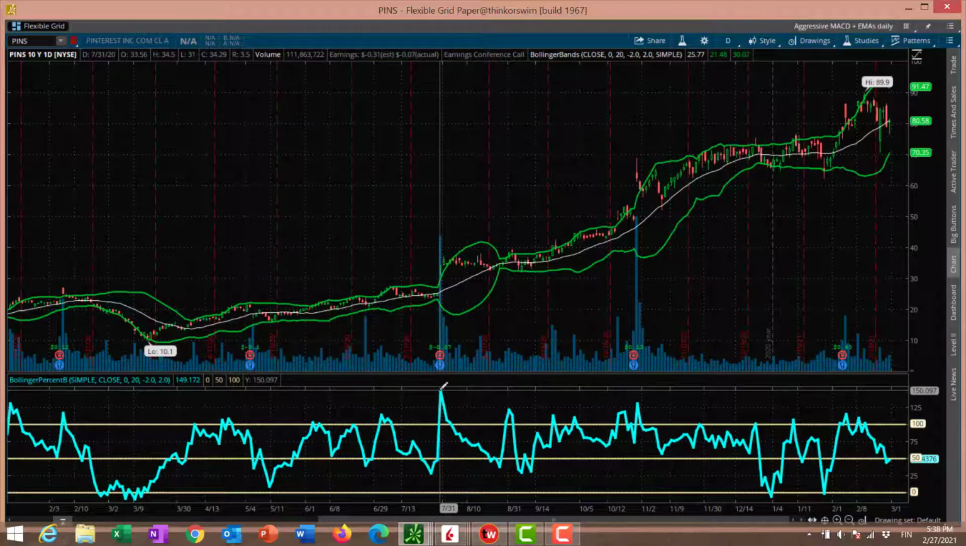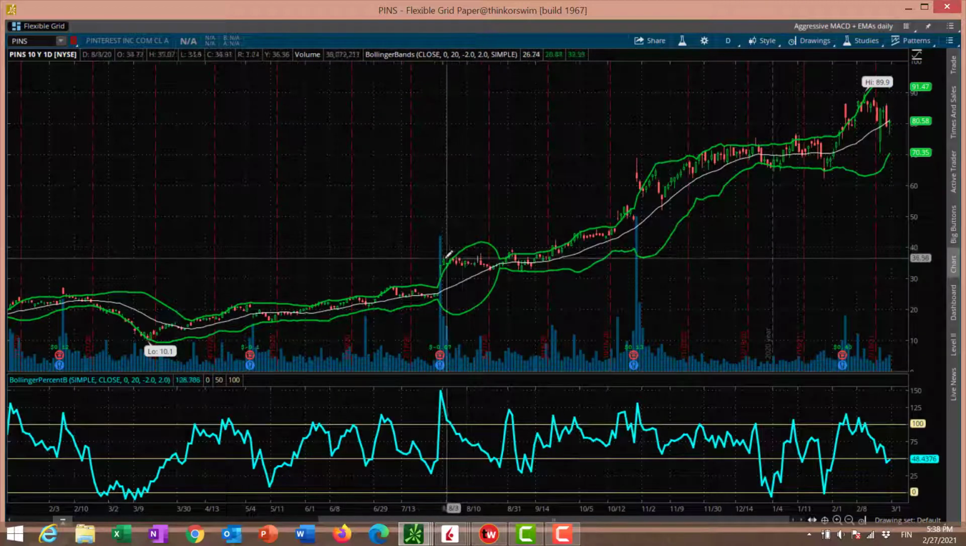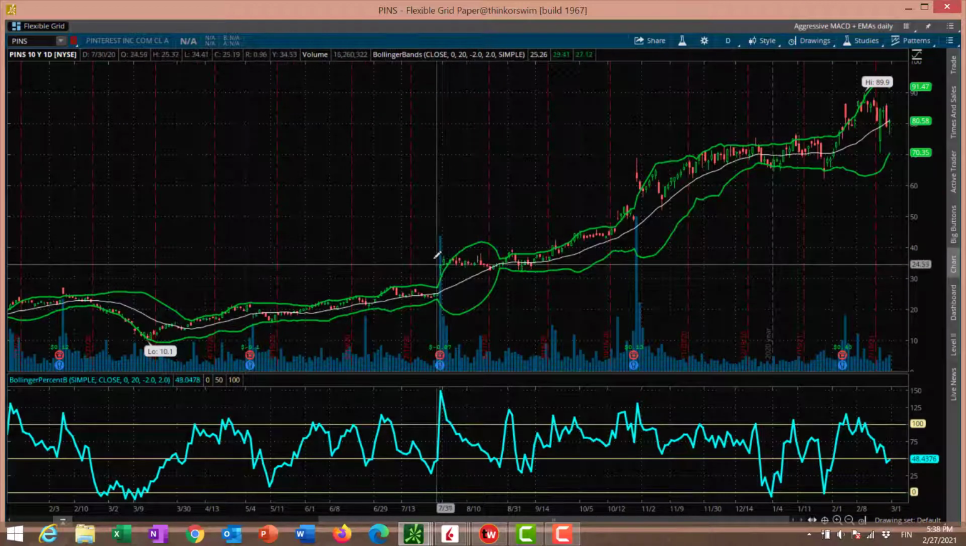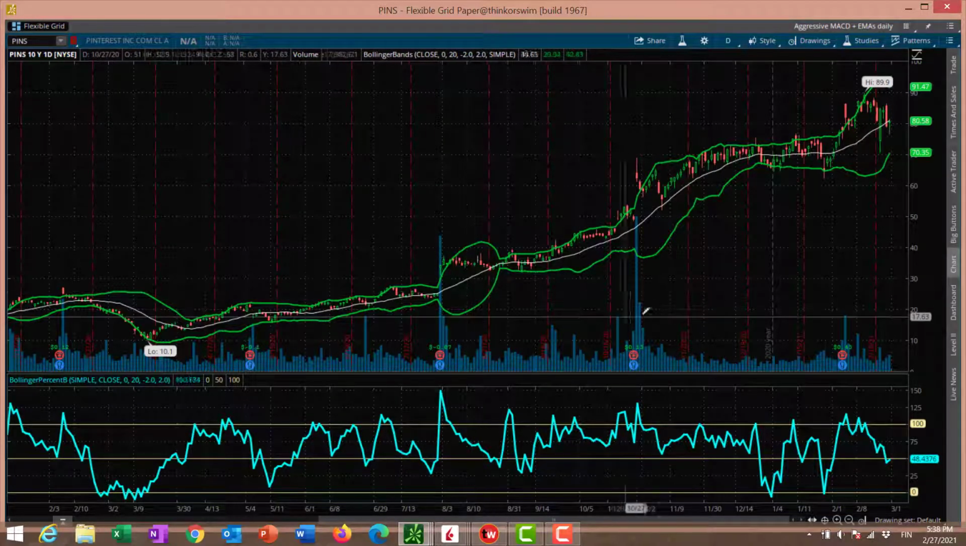I would never ever buy in here anymore. Actually, I would sell if I had a position. I'm not going to take a trade against the trend, so I wouldn't short on this one, because I've seen so many times that if I try that, I will most of the time just lose money.